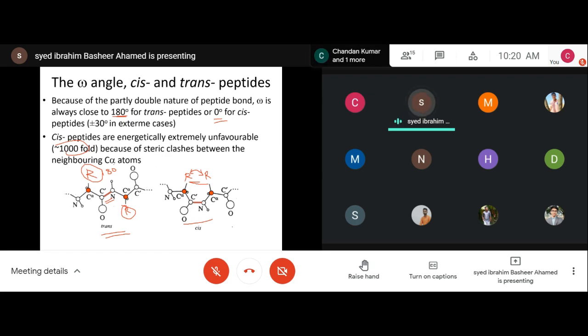So in almost all protein structures, you will always have the trans configuration only. There are exceptional cases.